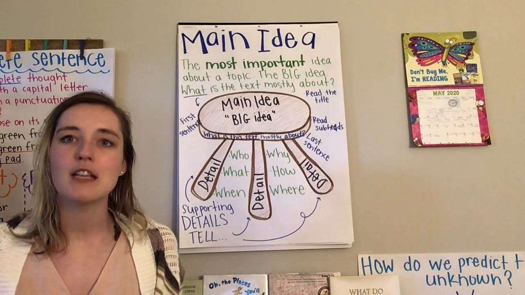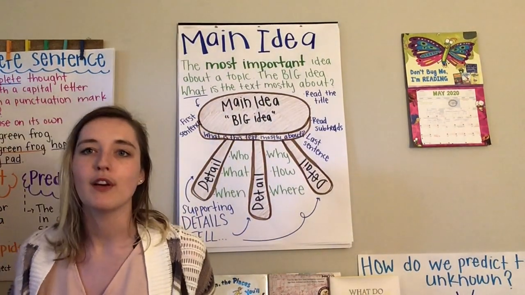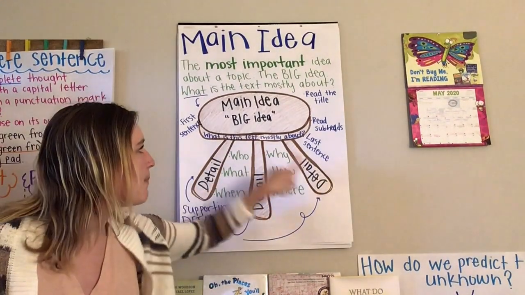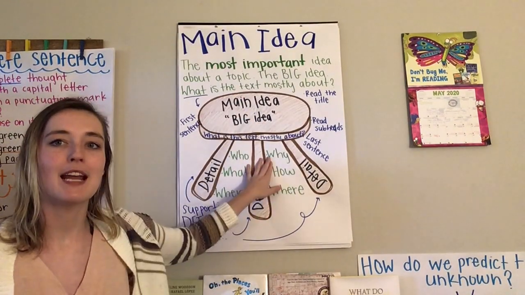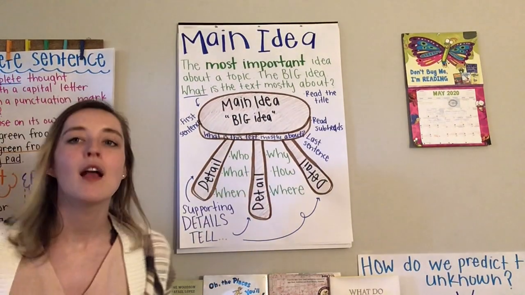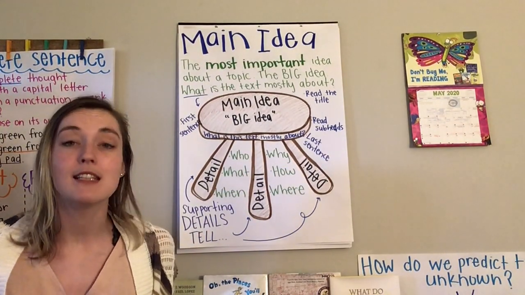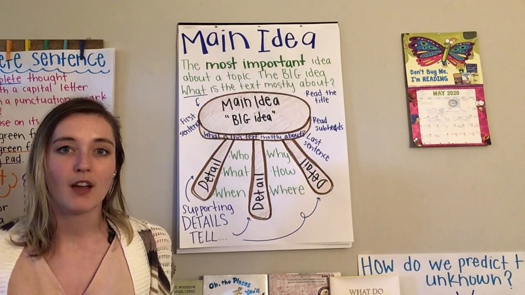So when we're looking at each of the paragraphs, we're looking for this part right here of our stool. We're looking for what the text is mostly about. All the details lead up into the main idea. So each detail supports the main idea, as key details being who, what, when, why, how, and where. But what we do is we create one statement or one sentence of what the text is mostly about for each of the paragraphs that we're working on.